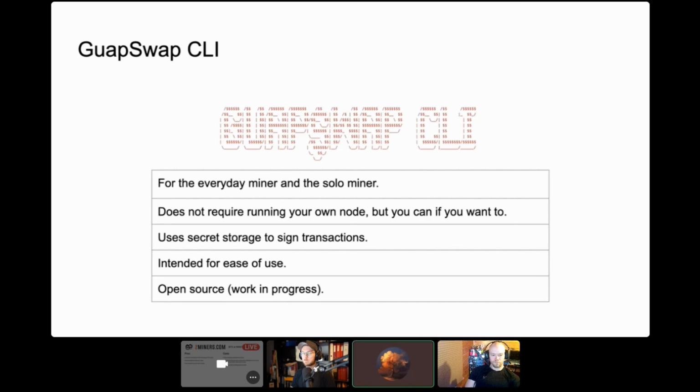It's intended for ease of use, so the CLI is very user friendly, with help commands to explain what each command does. And we are fully open source, so you can check us out on GitHub and copy us if you want. But it is just a beta currently. We have more updates in the future that will add more functionality for miners.